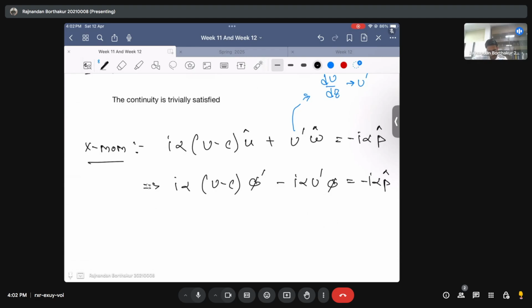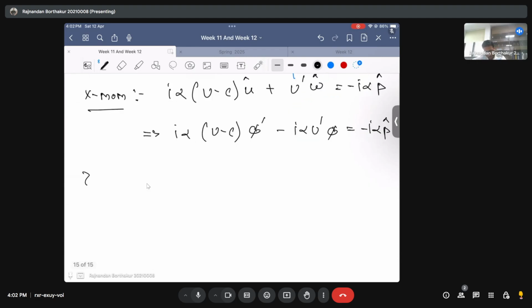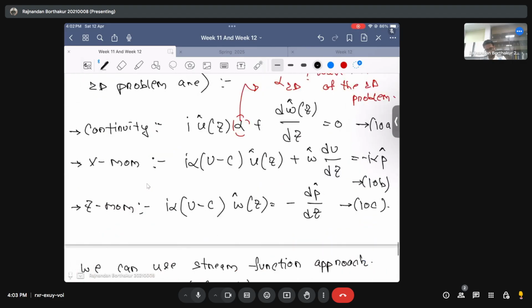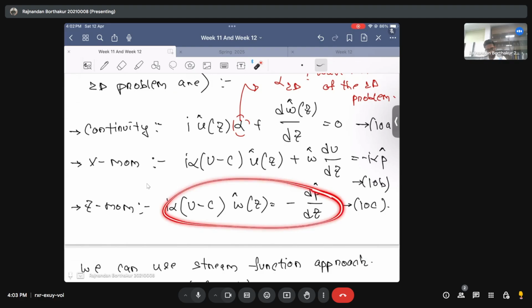All right, similarly, if I do the same exercise for the z momentum equation, I'll not do this repeatedly now. You can easily verify that your z momentum. Okay, let's do it. So what was your z momentum? Let's not skip it now. So your z momentum is basically this.